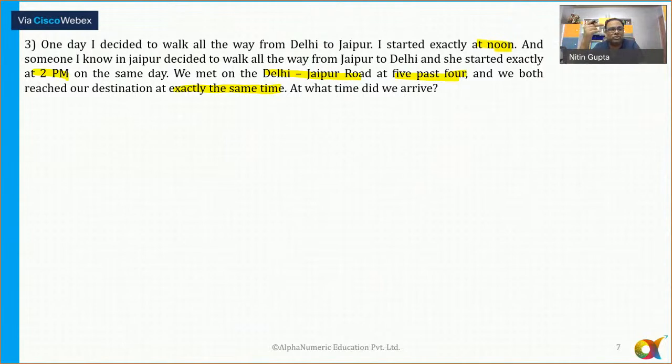So this question is different from questions number 1 and 2. These two persons started at different times. And once they reach a particular point, after that, they are taking the same time to reach the opposite point. This is just the reverse of what we have done in the last 4 questions. And what time did we arrive? It's a very interesting question. I found this question in Sakuntala Devi's puzzles. How to solve it? Let's see how we can do it.